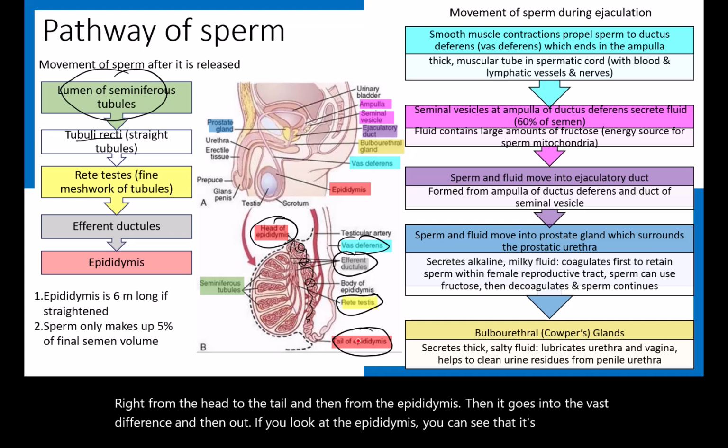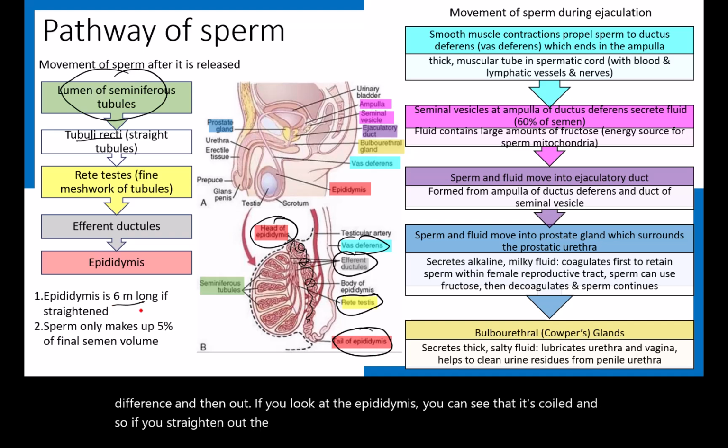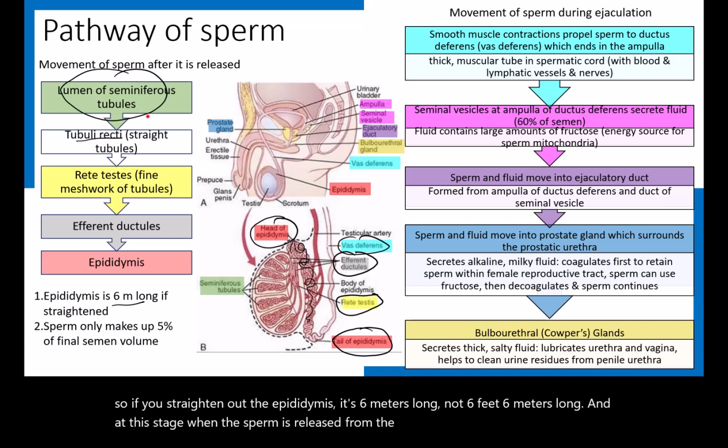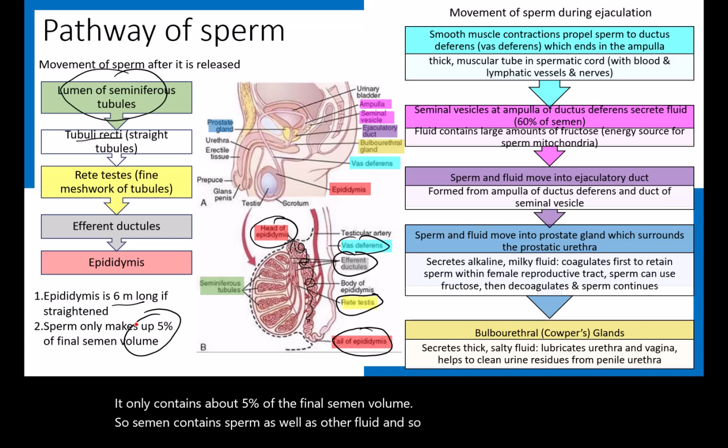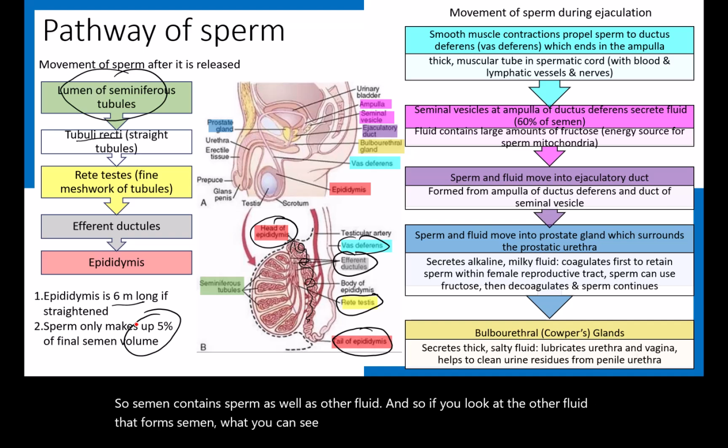If you straighten out the epididymis, it's 6 meters long, not 6 feet, 6 meters long. And at this stage, when the sperm is released from the seminiferous tubule, it only contains about 5% of the final semen volume. So semen contains sperm as well as other fluid. If you look at the other fluid that forms semen, you can see that most of the fluid is secreted by the ductus deferens, right?